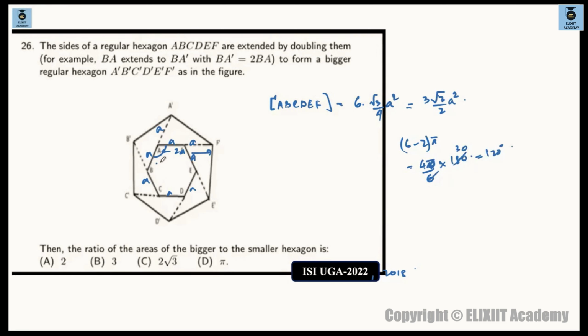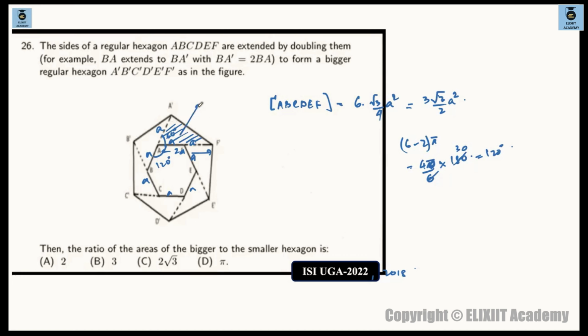If the internal angle is 120, then the external angle will be 60 degrees. So we are getting the angle enclosed between them. Two sides are known to us. The angle enclosed between them is known to us. So we can figure out the area of this triangle. So what is the area of this triangle?